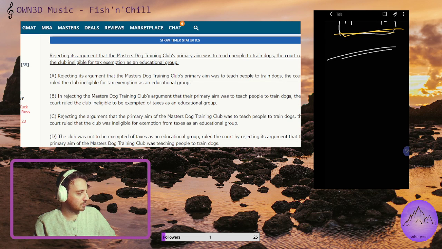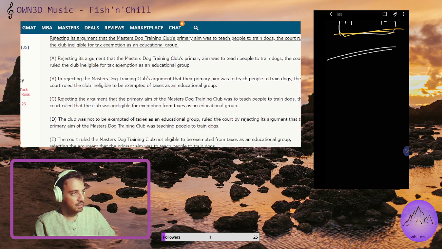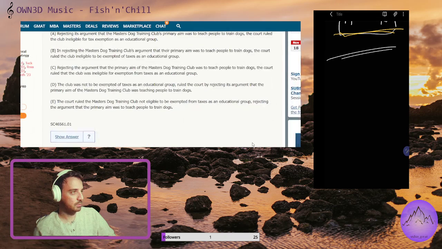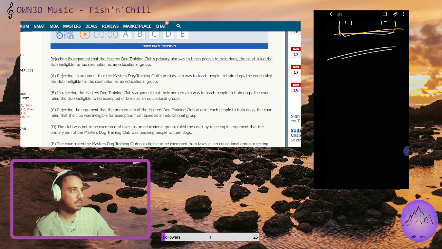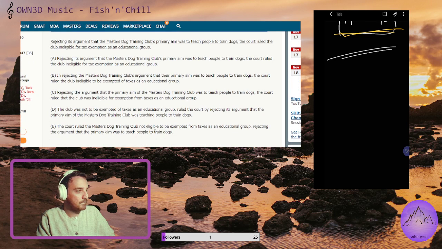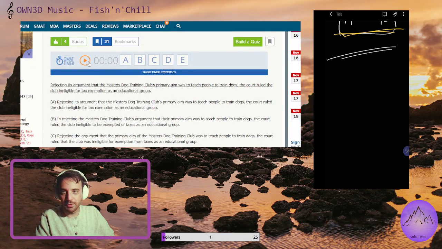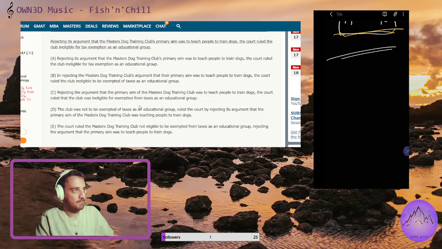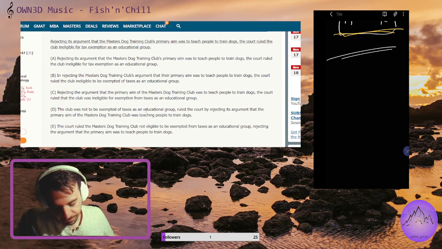This is apparently an easy one, but it looks quite long. Can I get the whole question in frame? I'll have to zoom out a little. All right, so I'm going to stop the timer and then scroll down for you. There we go.